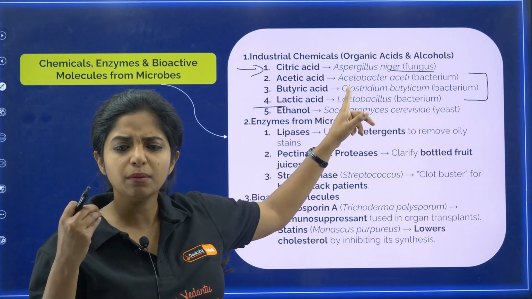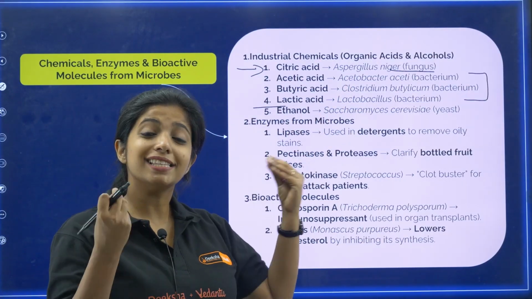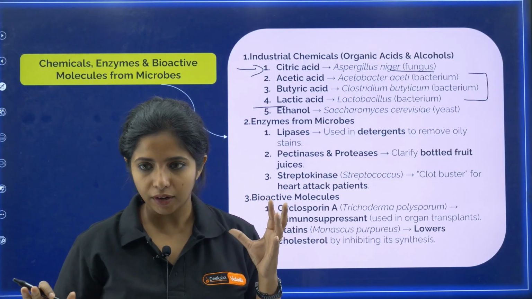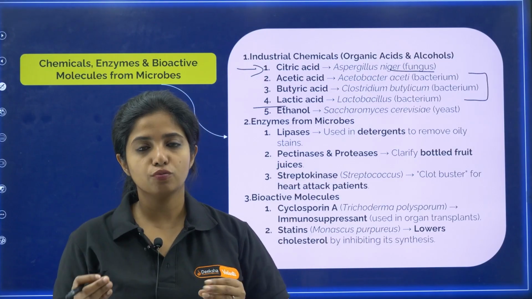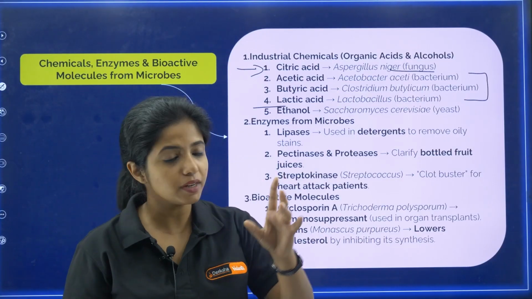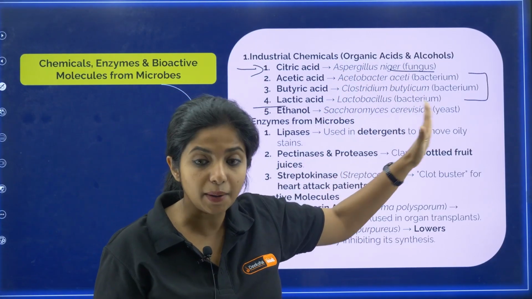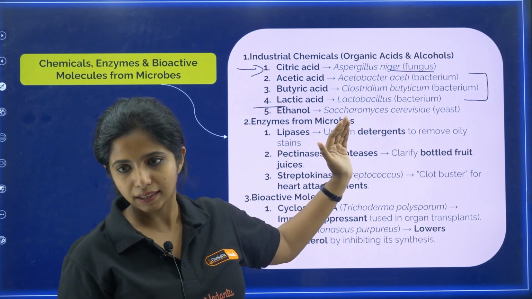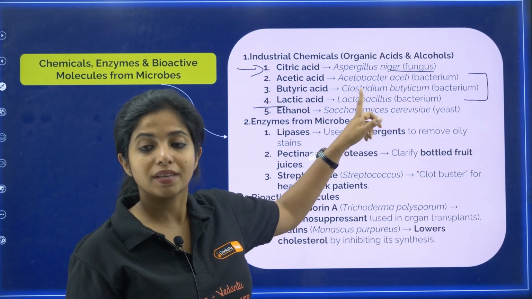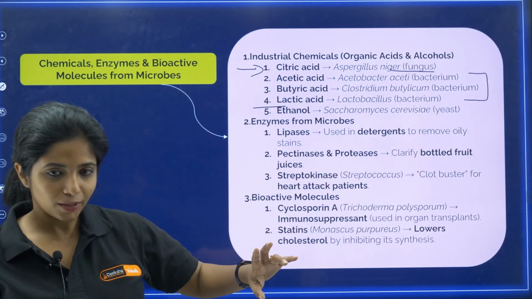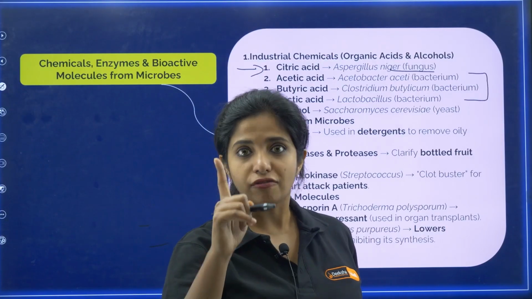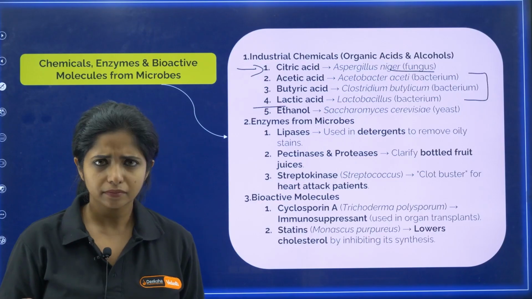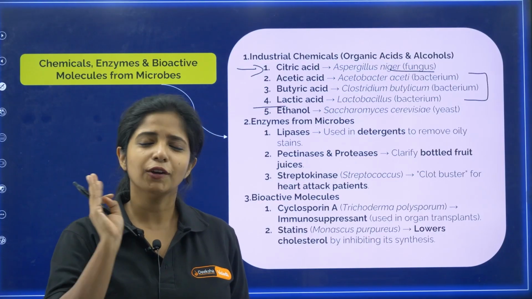The rest of them are bacteria. I am not considering ethanol here. Acetic acid is produced by Acetobacter aceti, a bacterium. Butyric acid is produced by Clostridium botulicum, again a bacterium. Lactic acid is produced by Lactobacillus or lactic acid bacteria, again a bacterium. Ethanol is produced by Saccharomyces cerevisiae, that is yeast, again a fungus. So citric acid by Aspergillus niger, a fungus; acetic acid by Acetobacter aceti; butyric acid by Clostridium botulicum, a bacterium; and ethanol by Saccharomyces cerevisiae, which is a yeast.